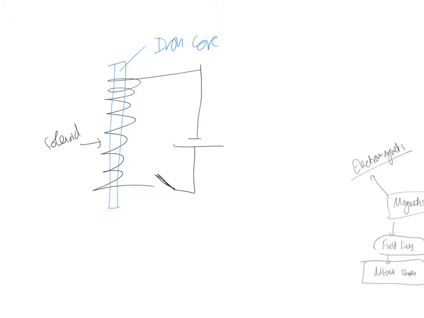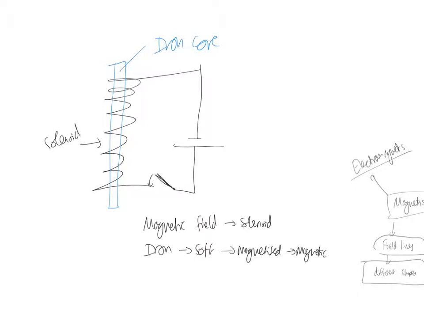Now, what happens when we switch this on? So we close this switch. Well, when we close the switch, current flows, and that creates a magnetic field around the solenoid. Now, we've got the iron in there. Remember, iron is a soft magnetic material, so it's going to become magnetized. That means it's going to become magnetic. So that makes this magnetic. There'll be a north and a south pole somewhere.